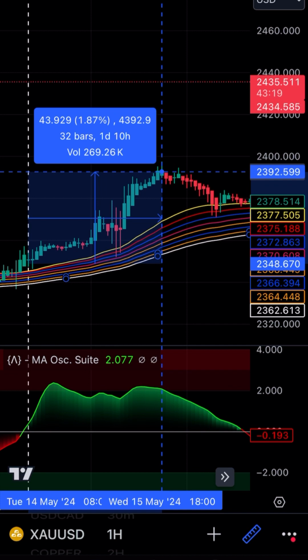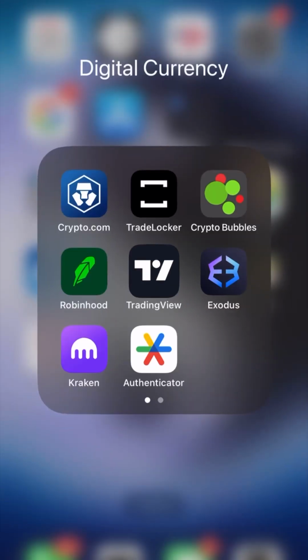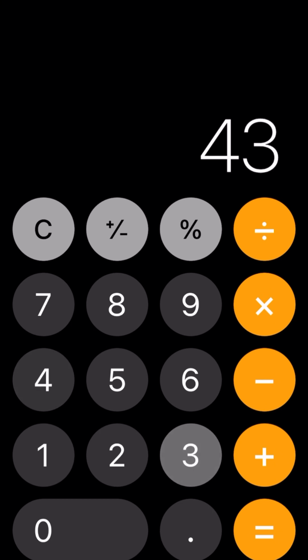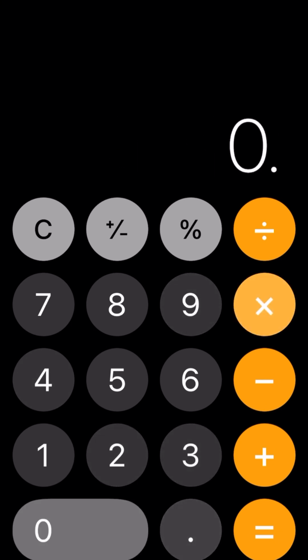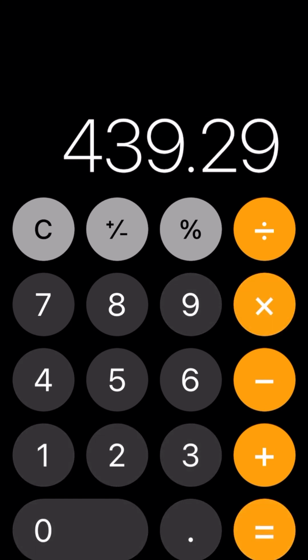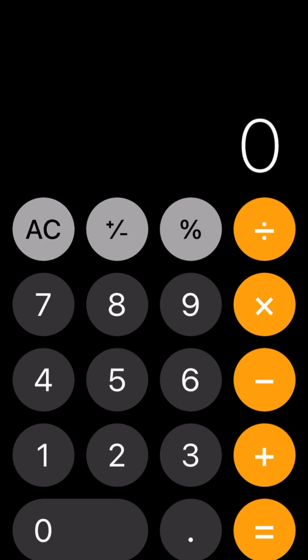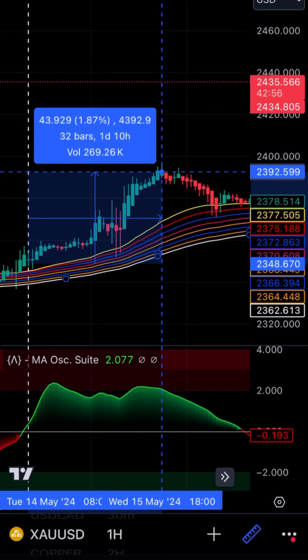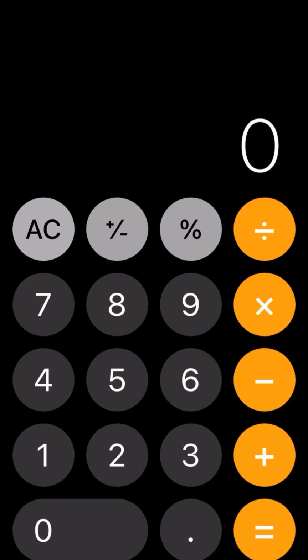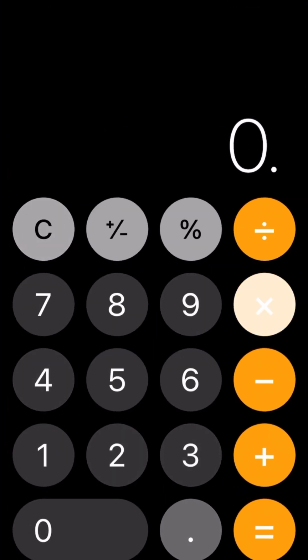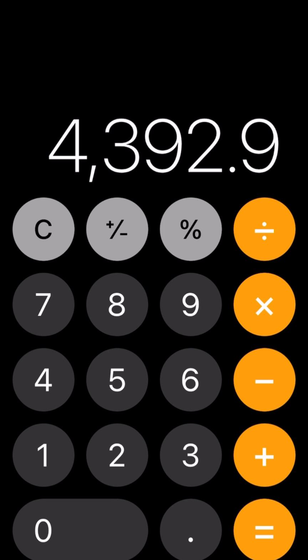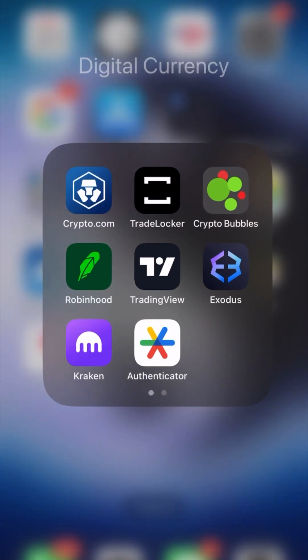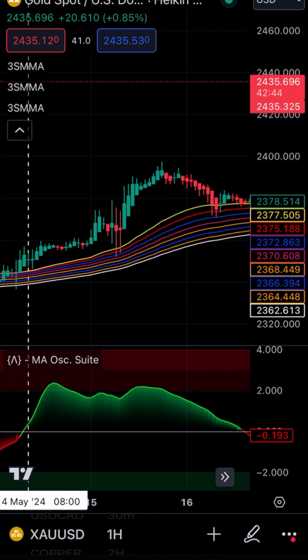So this is a 43,929 pip move here. So if you did this at a cent, you would have made $439. Now, if you did this at 10 cents, you would have made $4,392. So let's look at the next one.